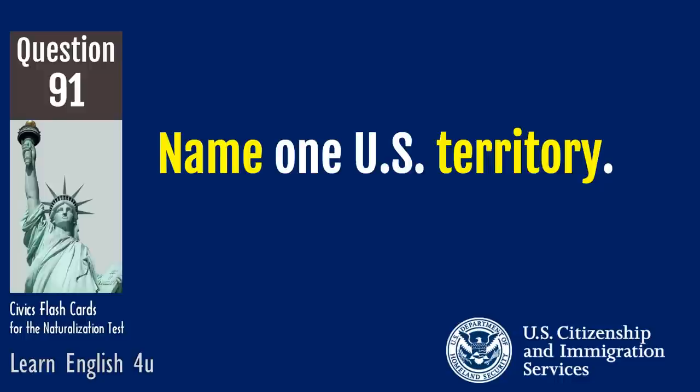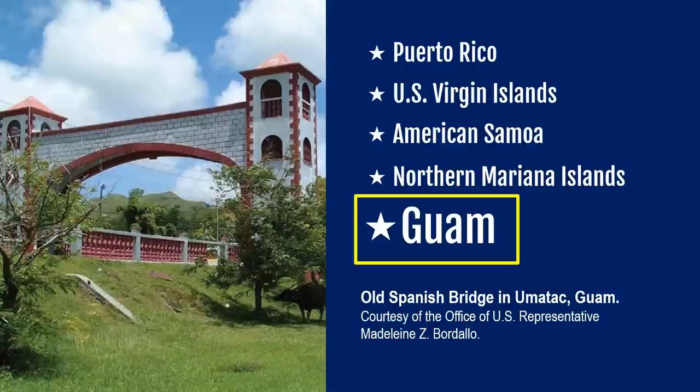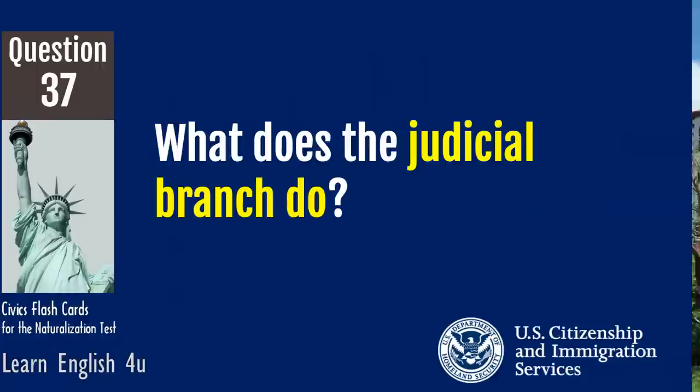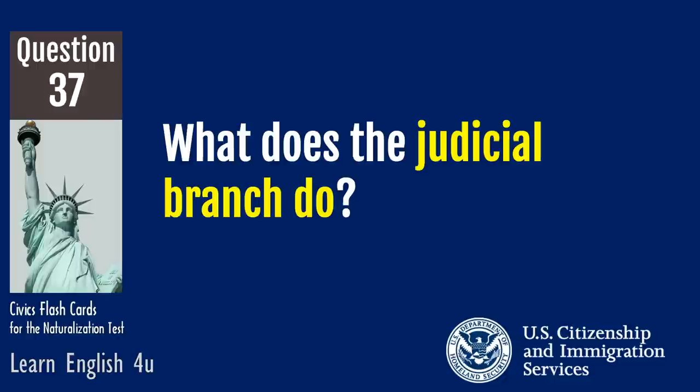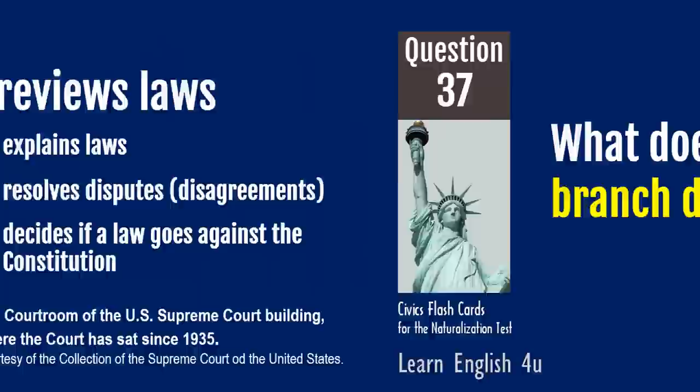Name one U.S. territory. Guam. What does the judicial branch do? Review laws.